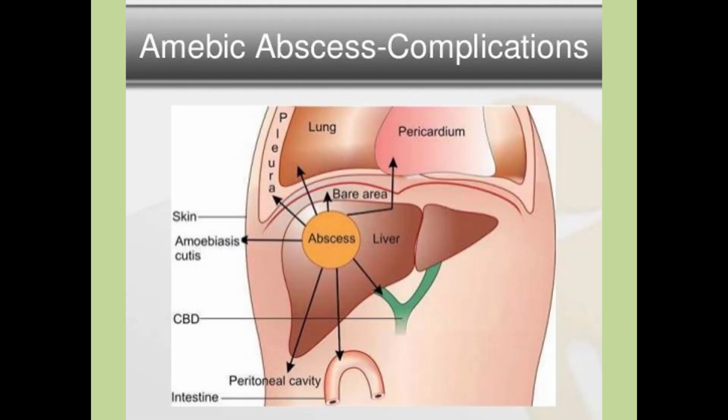Okay, sorry, yes, amoebic abscess complications, because the signs and symptoms also depend on the complications. If there are complications, naturally the signs and symptoms will also be added. So hepatic amoebic abscess is essentially the result of liquefaction necrosis, and that may burst anywhere. It may burst into the pleural cavity, into the pericardium, or even into the peritoneal cavity. So naturally the symptoms will be according to that type of complication.